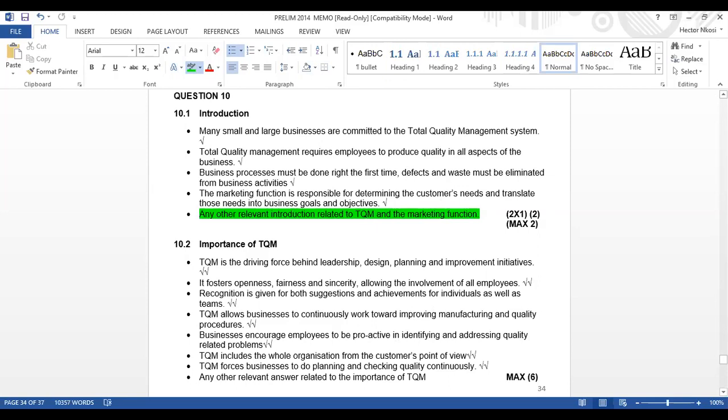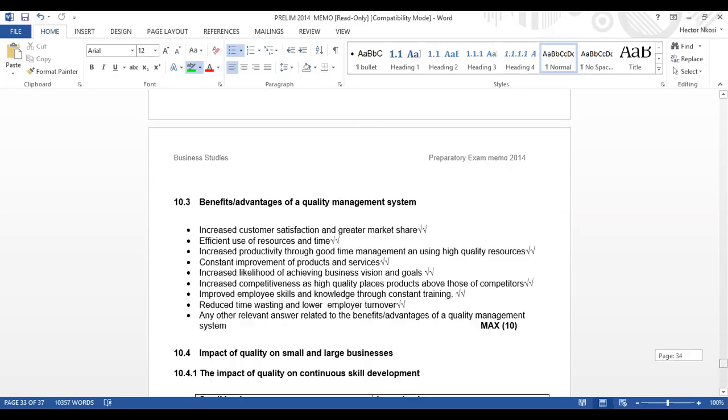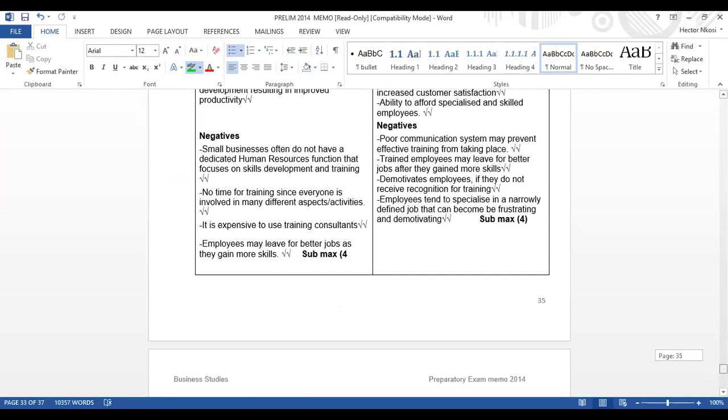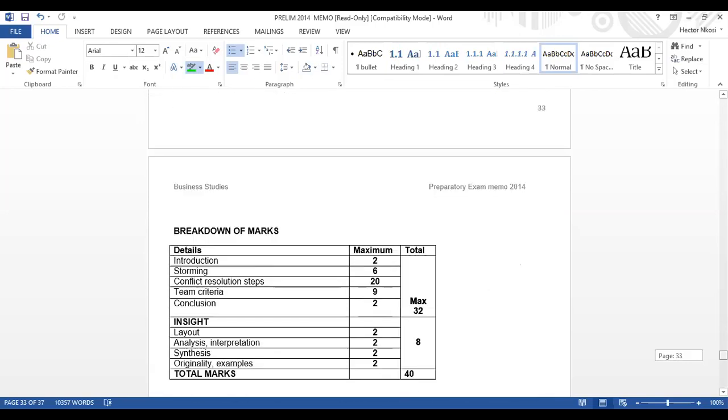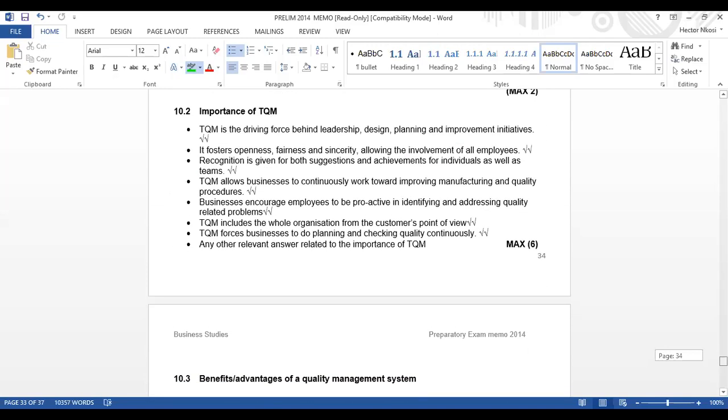Now, what you need to do is to look at your body. Sorry, I don't know what happened to my cursor. Okay, now let's look at the body.